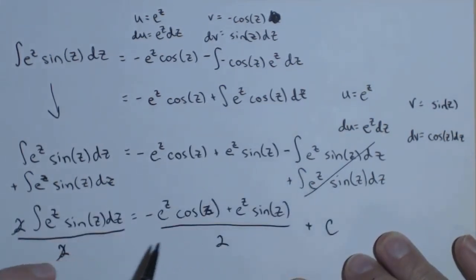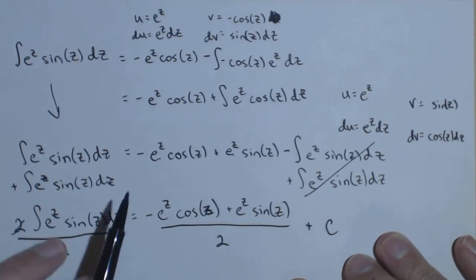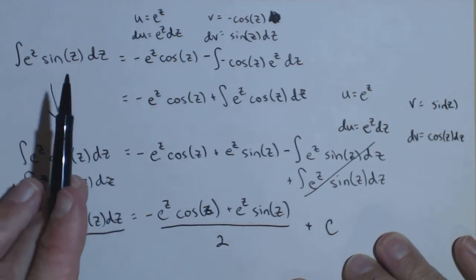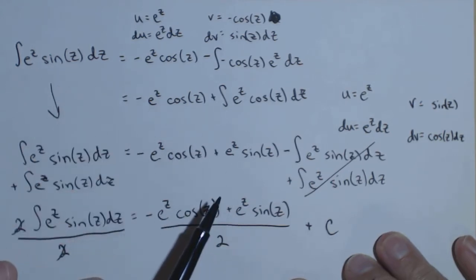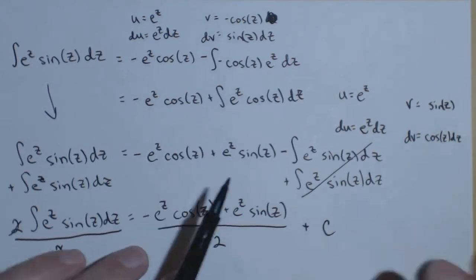antiderivative. So it's a little tricky to realize that that's the step we need to take before you've ever seen it, but now you know if you have a product of an exponential and a trig function, this is something that we can use to help us find the antiderivative.